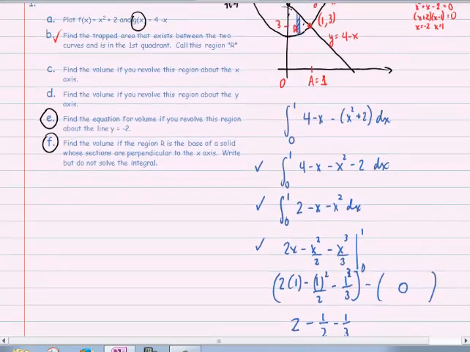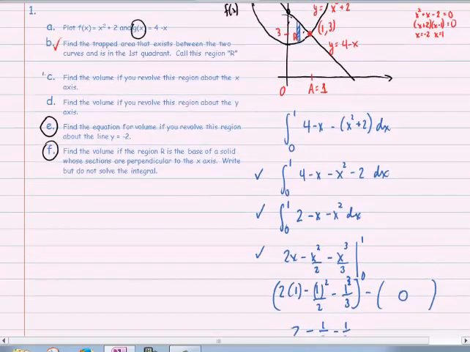Now let's consider the integral setup for part C. It says to take that section, region R, and revolve it around the x-axis. So consider that you have this section of area, and when you revolve it around the x-axis, it's going to be a washer.